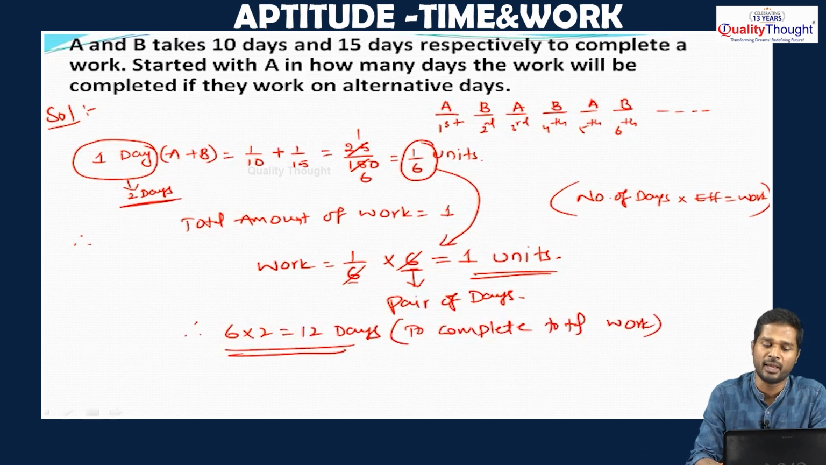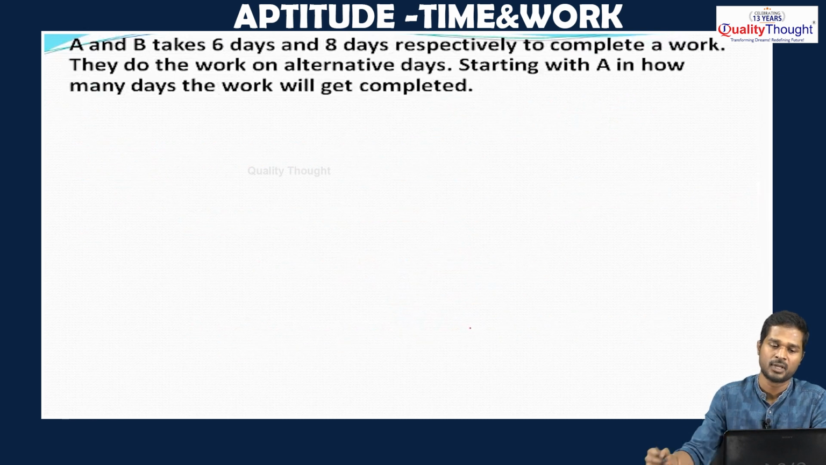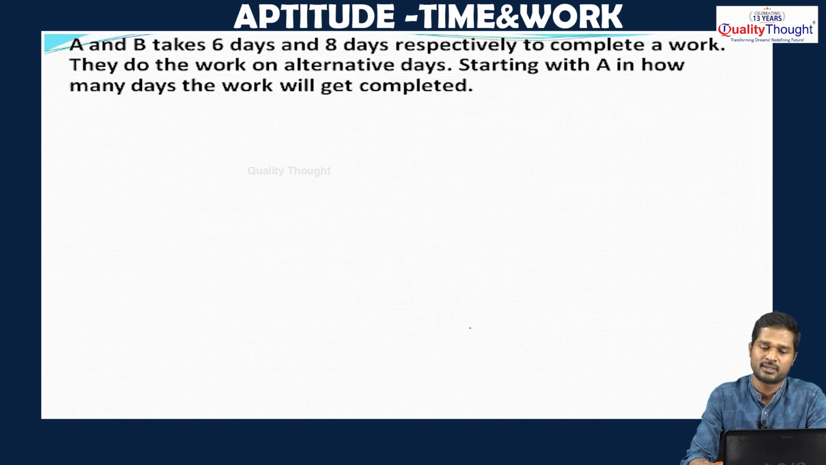So, both of them A and B together, if they work on alternate days, they require a total of 12 days to complete the work. We will see one more question based on the same, then you will understand. A and B take 6 days and 8 days respectively to complete a work. They do the work on alternate days.